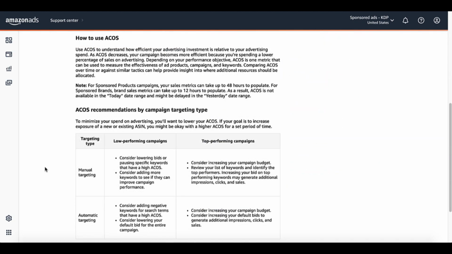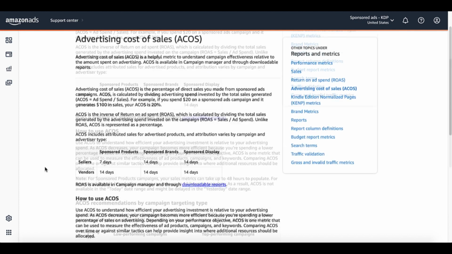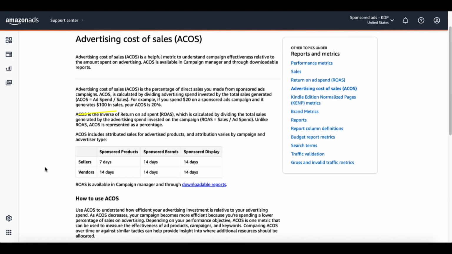It is simply a way to make sure that you understand the money that you're putting in and the money that you're getting back, and using this method when you're running manual targeting or automatic targeting to consider if the ad is a winner or a loser. Again, it boils down to a formula. The formula is right here, ACOS equals ad spend divided by sales. For example, if you spend $20 on a sponsored ads campaign and it generates $100 in sales, your ACOS is 20%, and that is a winner.